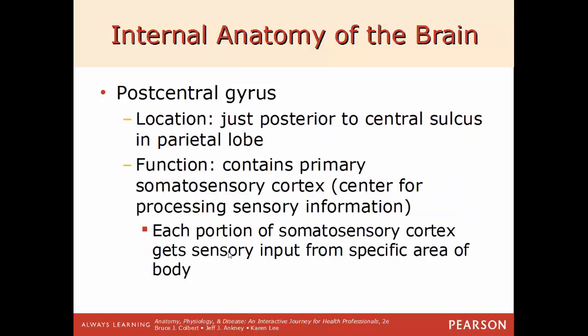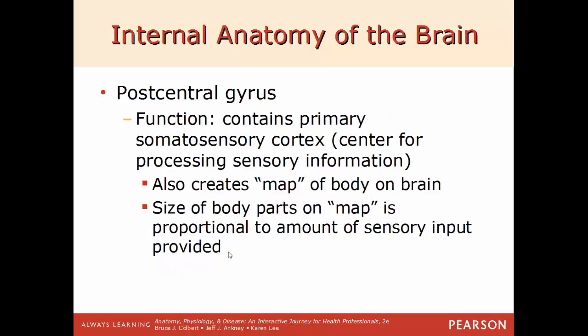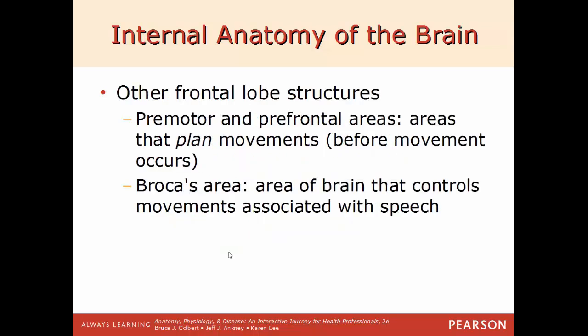The postcentral gyrus: location, just posterior to the central sulcus in the parietal lobe. Function, this contains the primary somatosensory cortex, which is the center for processing sensory information. Now, each portion of the somatosensory cortex gets sensory input from a very specific area of the body. So this also creates a map of the body on the brain. The size of the body parts on this map is proportional to the amount of sensory input that it is providing.